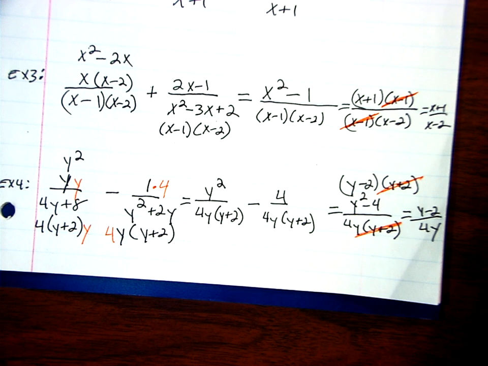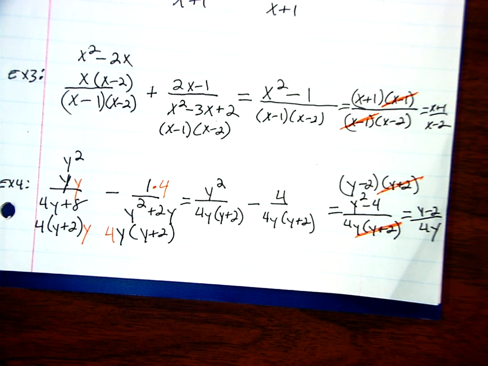Once you understand you have to get a common denominator and then add or subtract and then cancel out as much as you can, it's not terrible. All right, how long did I say this lesson would take? 15 minutes. And it's been 13 minutes and 45 seconds.